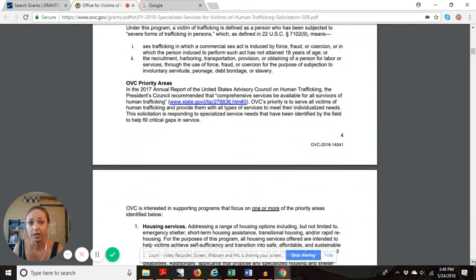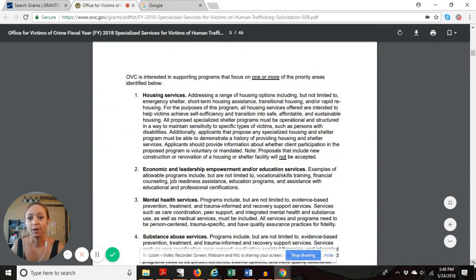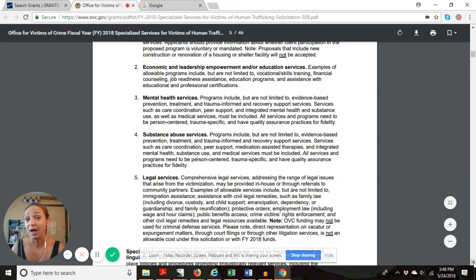And then it goes down to the priority areas. Like I said, you really want to make sure that you are doing the priorities that they want to do. And they do explain these here. They talk about housing services, and they give you more description here: economic and leadership empowerment, education services, mental health services, substance abuse services, and legal services. And they give you the direct descriptions under each one of those. And that's another great place to take language and put it into your grant. You don't want to just repeat what they say and have no basis for it, but you can go ahead and use some of the language that they say.